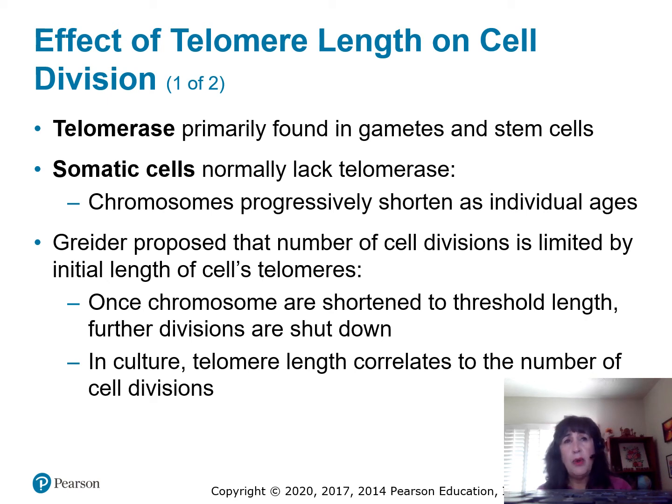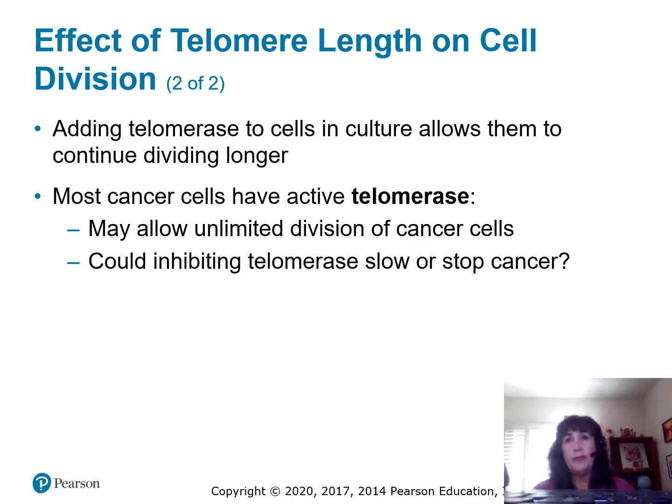So a scientist, Greider, proposed that the number of cell divisions is limited by the initial length of the cell's telomeres. So once the telomeres get really shortened and almost vanish, then the cell stops to divide. And this is true also. You could take some of my skin cells, and they only have a limited number of cell divisions. Adding telomerase to cells in culture allows them to continue dividing longer. Now, I would go out and buy a jar of telomerase cream so I could have my skin cells divide longer and longer, and I'd have young, youthful skin.